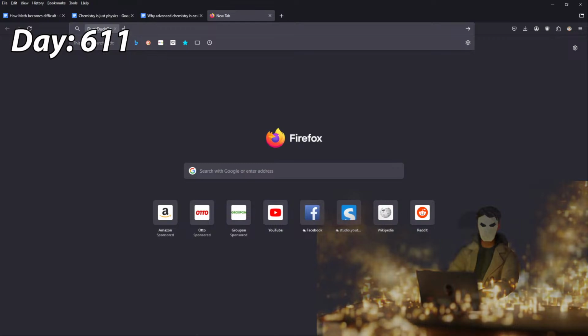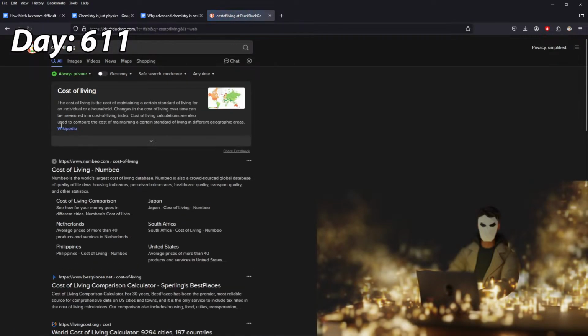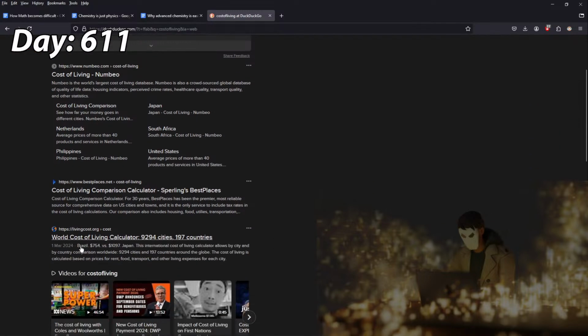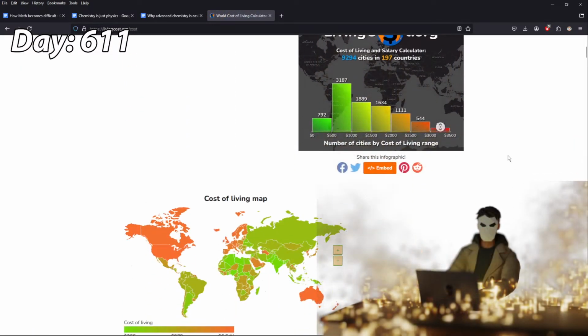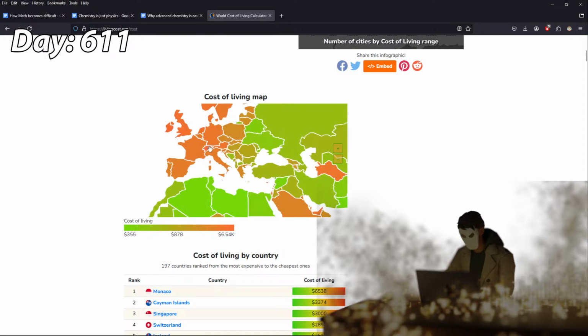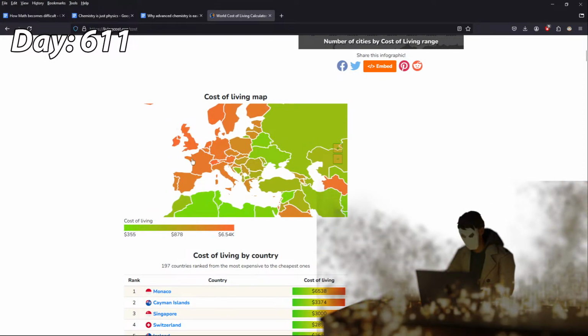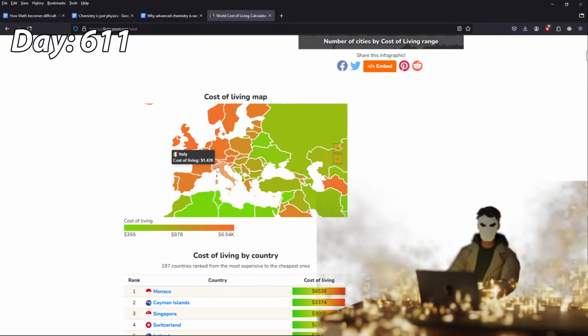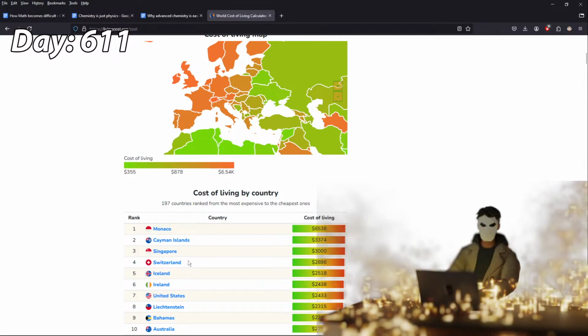Actually, let's check. Cost of living, I do believe. That was the website. Livingcost.org. I love this website. Yup, you do live in the most expensive country in Europe, and the fourth most expensive country in the world.